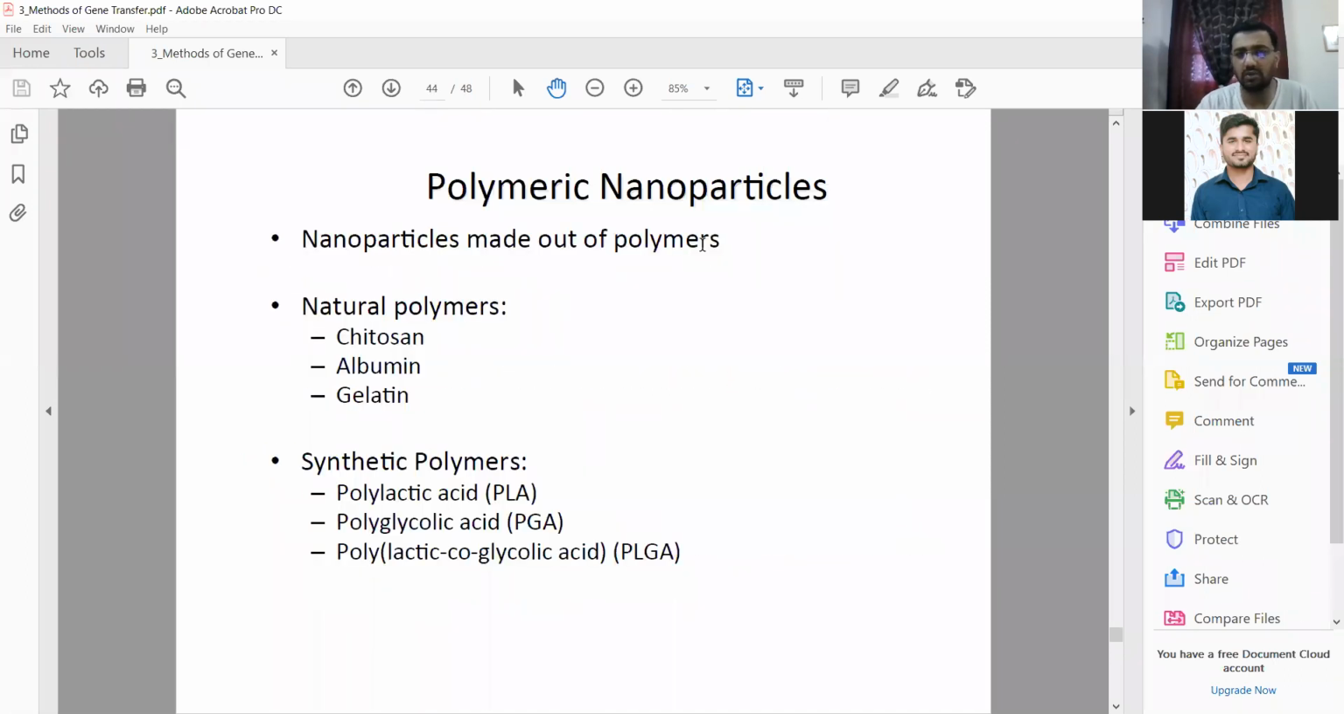These polymers are used to make polymeric nanoparticles. Procedures about how to make these nanoparticles and their uses, I have downloaded almost 2-3 papers for you, and will share them with you so that you could have a more detailed overview of how they are made. Presently, that is not the interest of my lecture. I'm just making you aware of the different things which could be used for gene transfer. We are not going into the details of how these are made and how we use them.